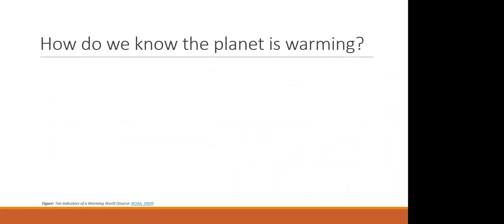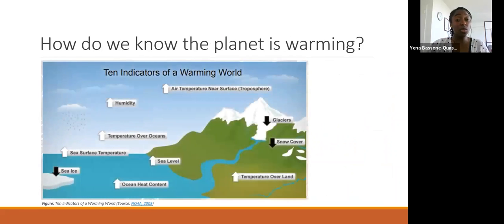So the next question then is, how do we know that the planet is warming? Because we know CO2 levels are rising, so how do we know that that's linked to a warming planet? Well, there are a number of indicators that researchers and scientists expect to see if the world was warming, and this graphic shows 10 of them. And so there's the indicators and the direction of what they'd be doing.